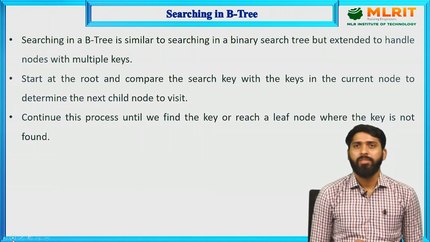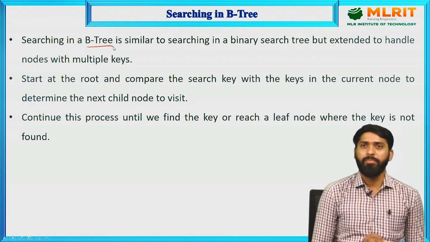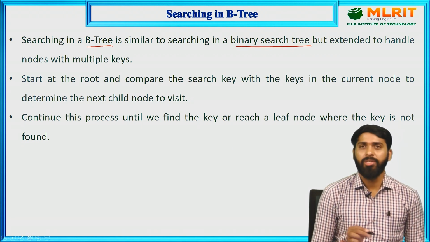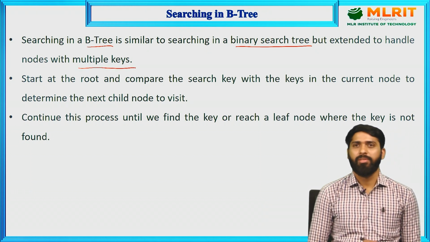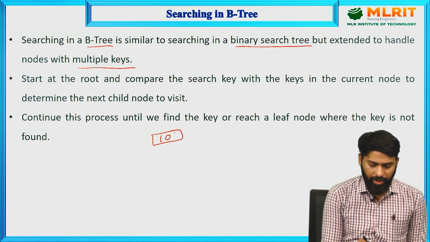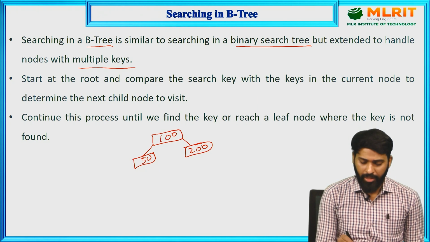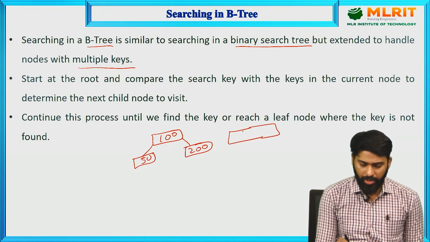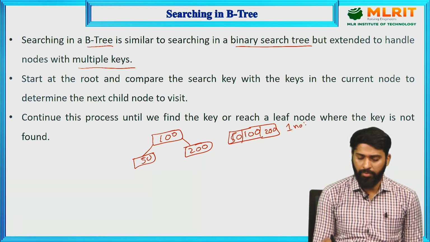Searching in a B tree is similar to searching in a binary search tree but extended to handle nodes with multiple keys. In a binary search tree, the node contains only one value, but in a B tree, the node contains more than one value. For example, 50, 100, 200, these values we can store in only one node.